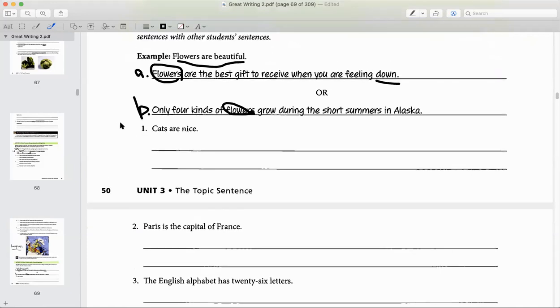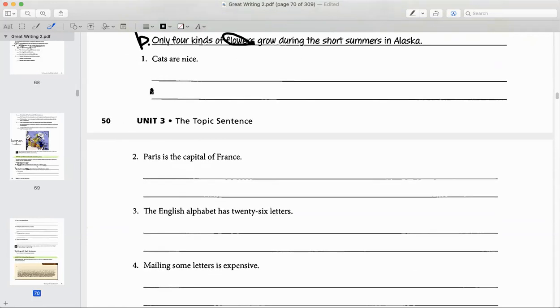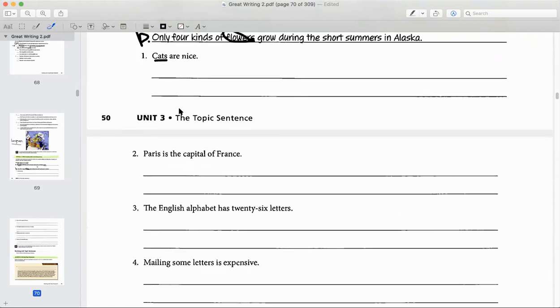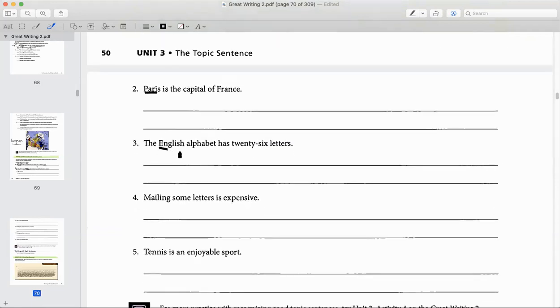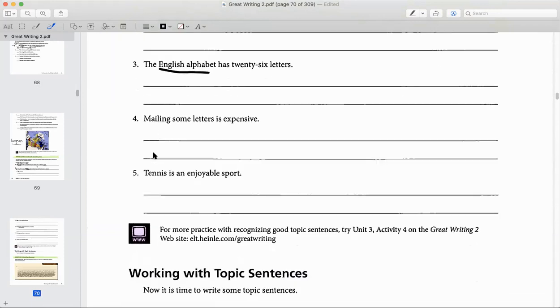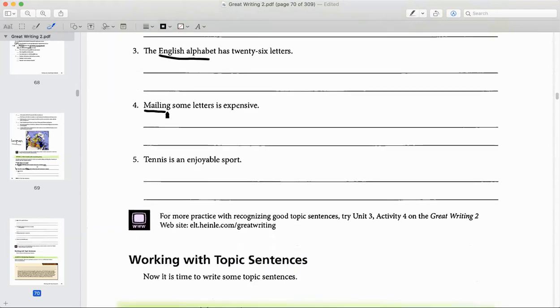And so down here, cats are nice. What are 2 possible topic sentences you could write about cats? And down here we have Paris, the English alphabet. Mailing some letters is, so sending some letters in the mail is expensive.